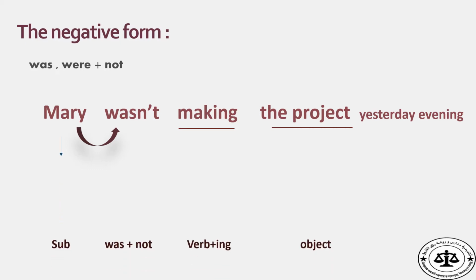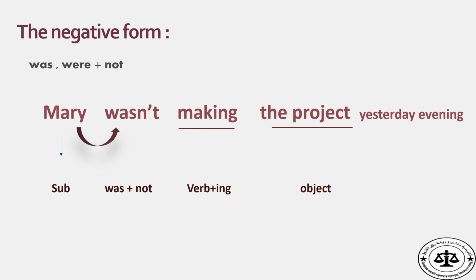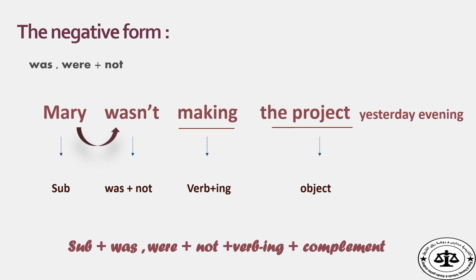So, Mary is the subject. Then we negate the sentence by using not with were or was. Here we have singular, so we negate the sentence by using wasn't. Then the verb ing and the object. This is the form of the negative sentences in past continuous.